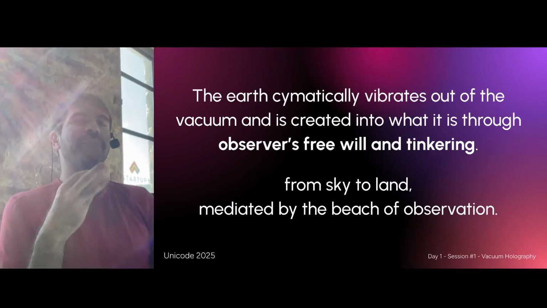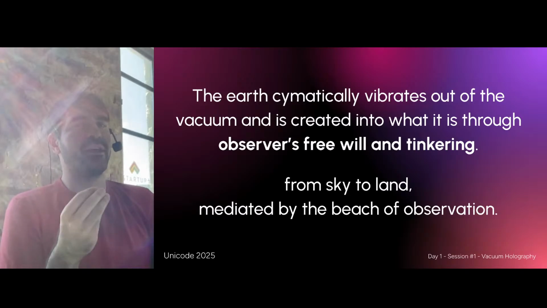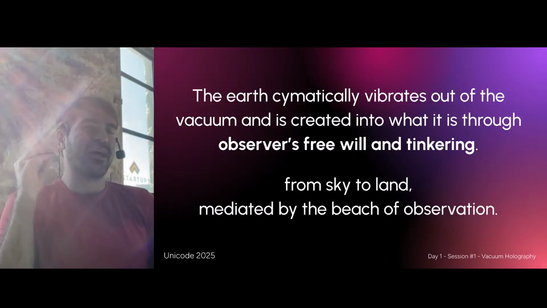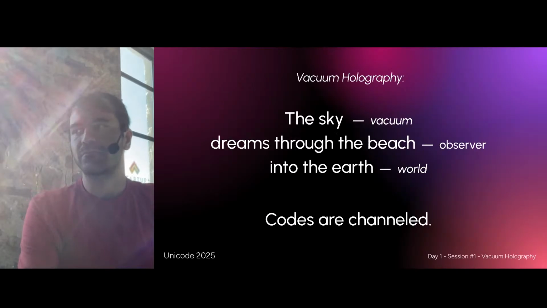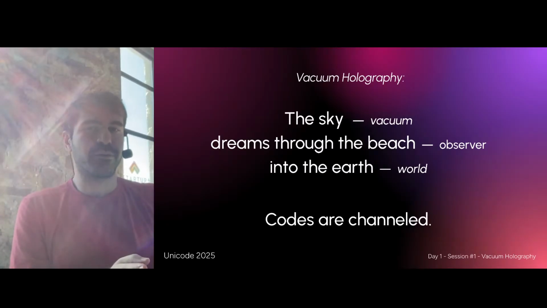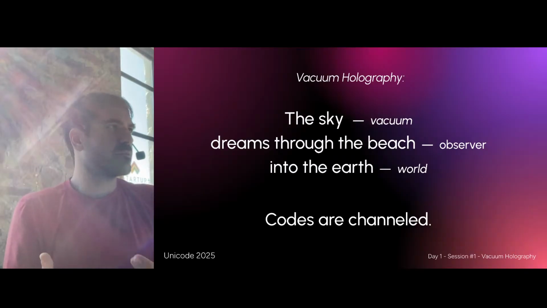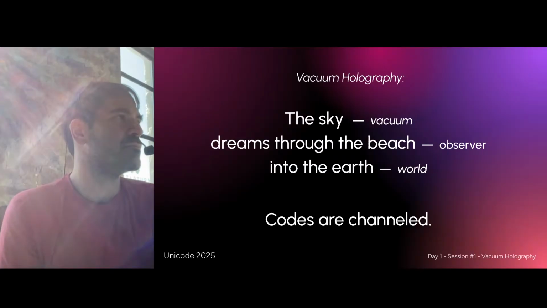The Earth cymatically vibrates out of the vacuum and is created into what it is through the observer's free will and tinkering. From sky to land, mediated by the beach of observation. So the sky, vacuum, dreams through the beach, observer, into the earth, world. Codes are channeled. Could the beach be like prime numbers?